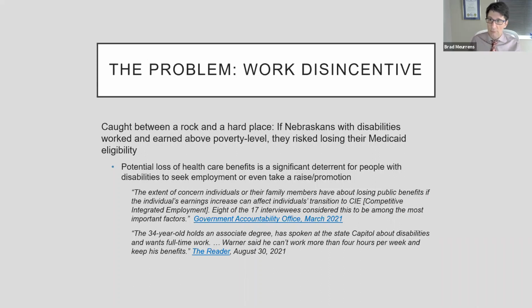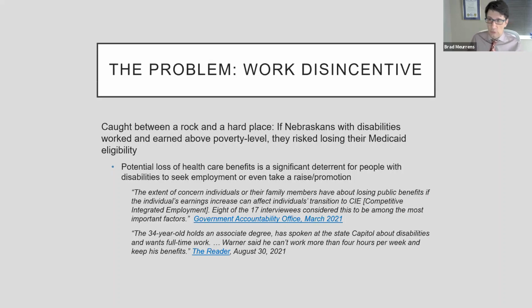The Government Accountability Office did a report in March of 2021. They did several interviews around the country around competitive integrated employment, or CIE. In particular, the study focused primarily and almost exclusively on the sub-minimum 14C exception to the Fair Labor Standards Act. But there was a really interesting piece in there that talked about benefits. They looked at the extent of concern that individuals or their family members have about losing public benefits, that's Medicaid, if the individual's earnings increase, and how that would affect the individual's transition to competitive integrated employment.